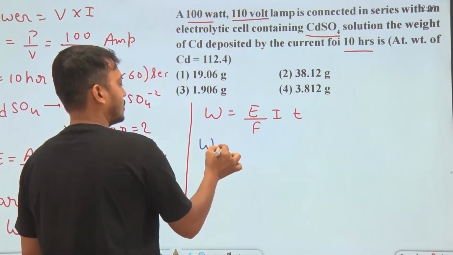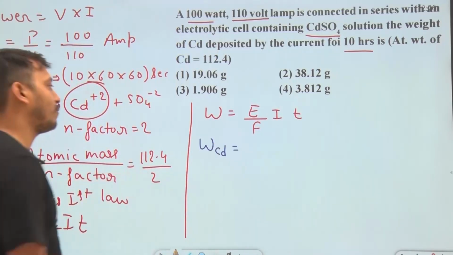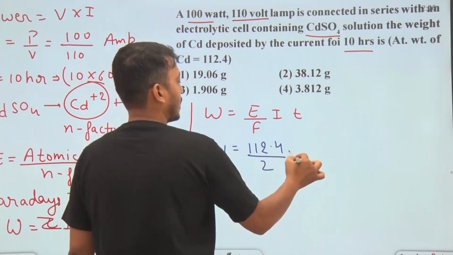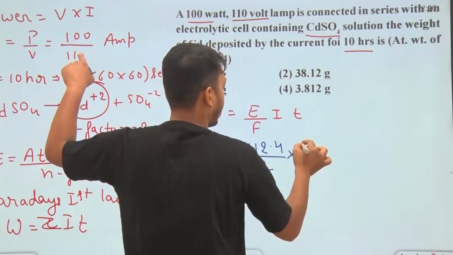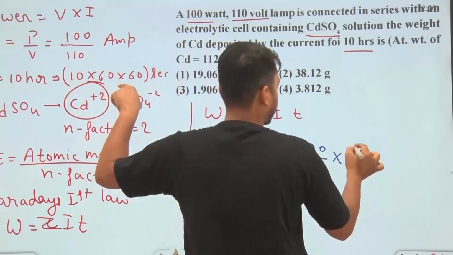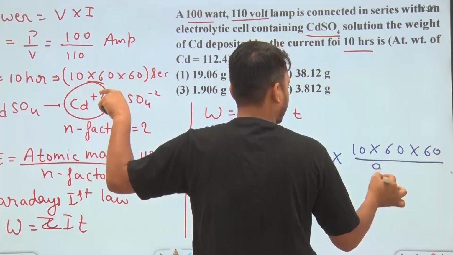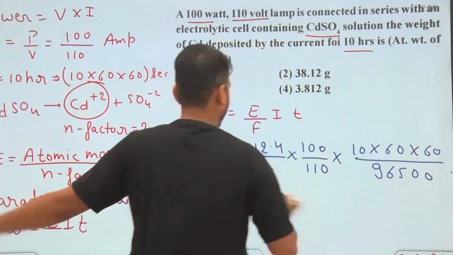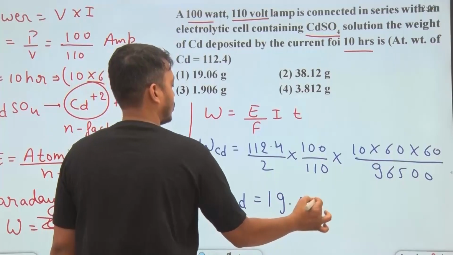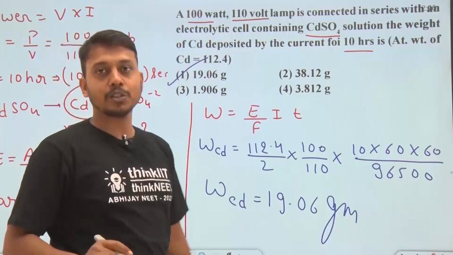So W, that is the weight of cadmium deposited. The equivalent weight is 112.4 upon 2. The current value is 100 upon 110. The time value is 10 into 60 into 60, and Faraday's constant is 96500. Now we are going to solve this. On solving this we get 19.06 gram of cadmium deposited, which is given in option number 1.